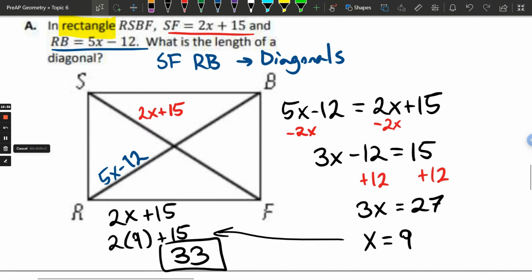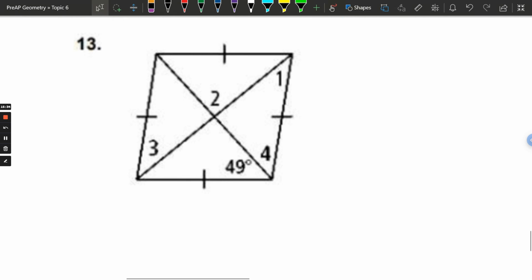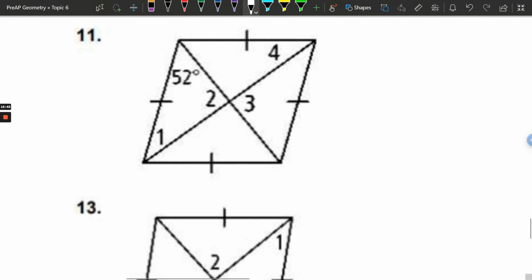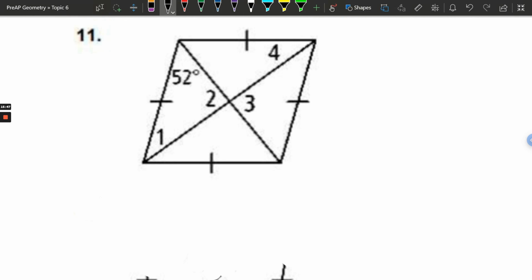Okay, let's do a few more. I want to apologize if you're looking at the notes key online. You'll notice that I'm kind of jumping around a little bit here. But we're going to do number 11 next. We're not going to do 13. In fact, I don't even think you guys have number 13. So let's do number 11.